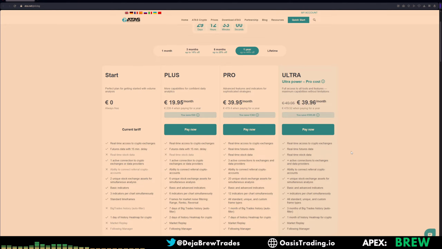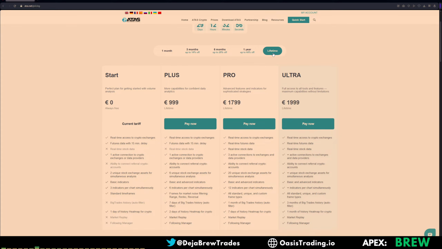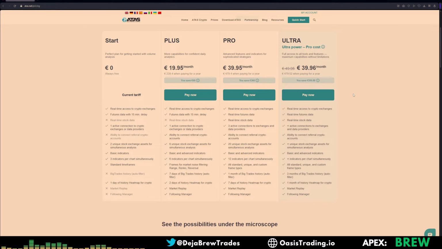If you sign up for a year, the Plus plan is only going to run you about 20 euros a month. If you sign up for the lifetime, it's about 1,000 euros, which is honestly a pretty good deal for platforms like this. So for the Plus plan, you are going to get pretty much everything you need.